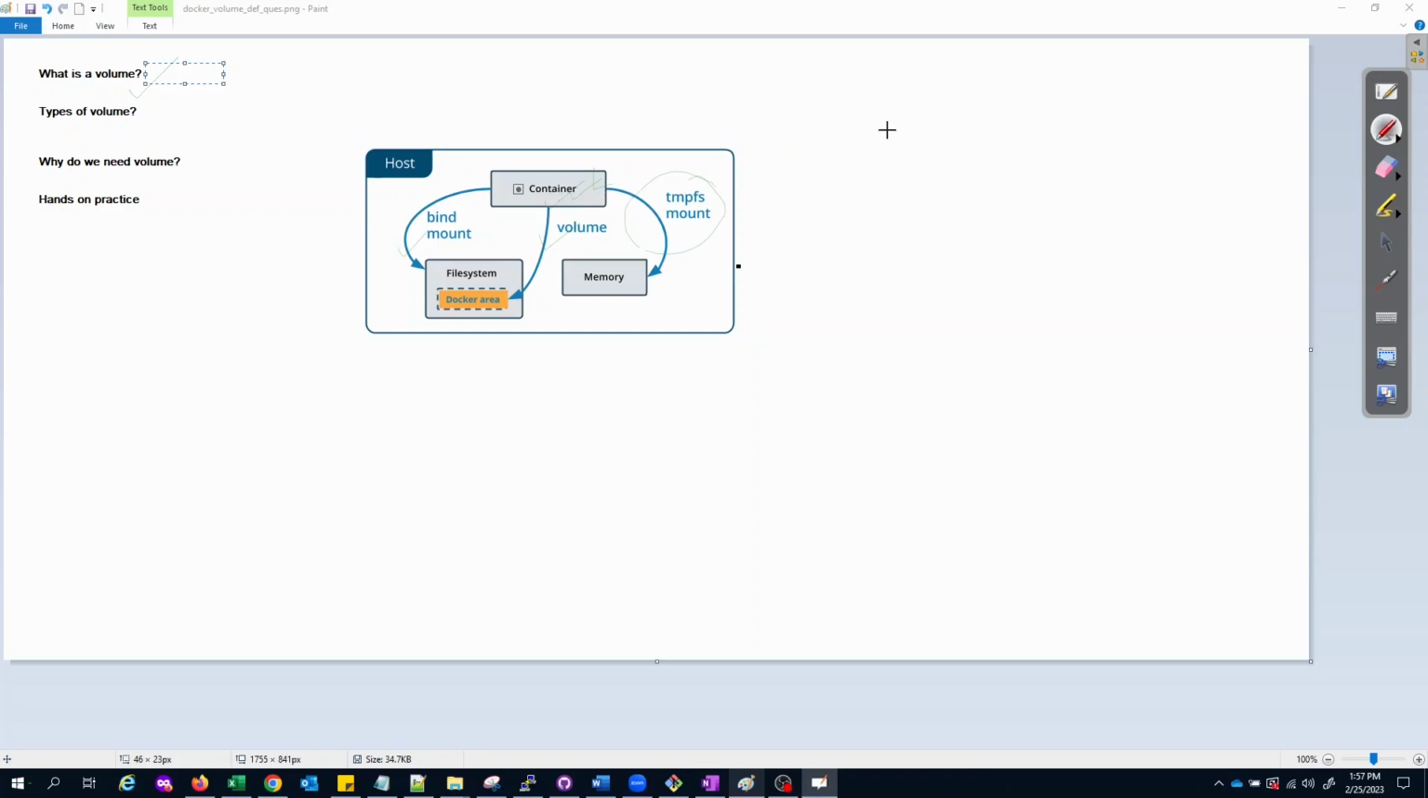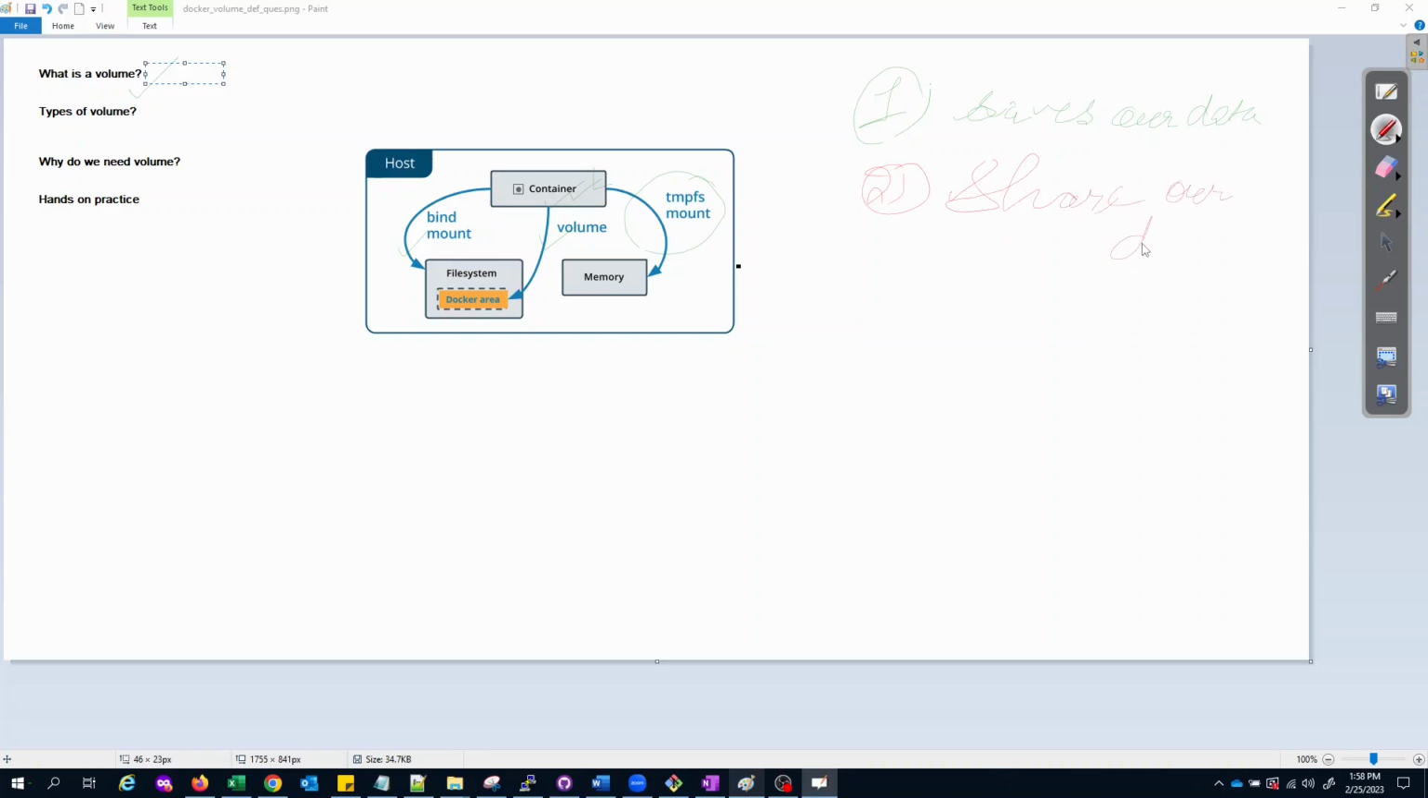And why do we actually need something like a data volume? There are two main reasons. First of all, it's very easy for us to save our data. It saves our data even when the container is gone. Our data is still safe. That is number one. And number two, the importance being, it helps us to share our data.